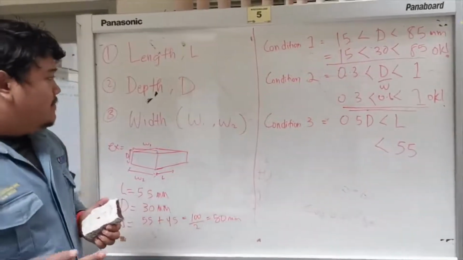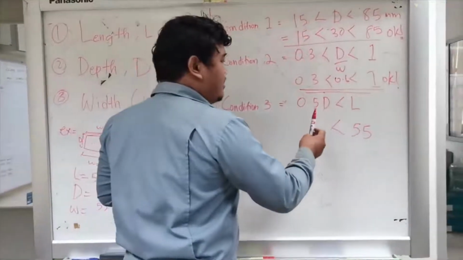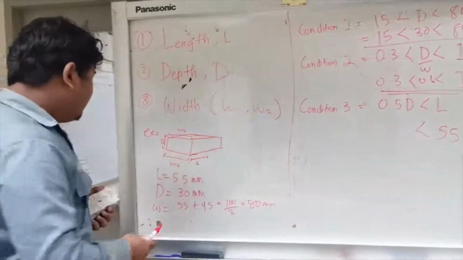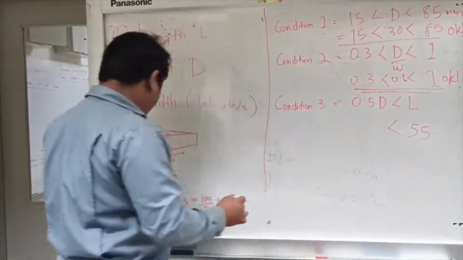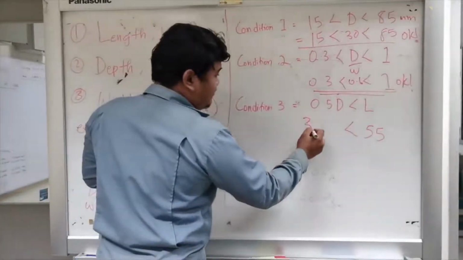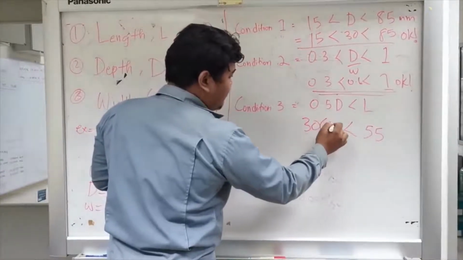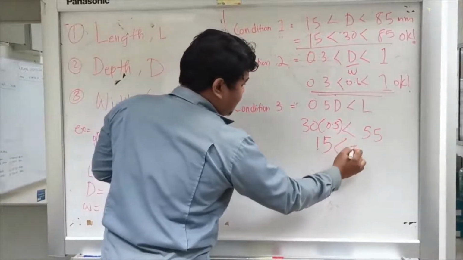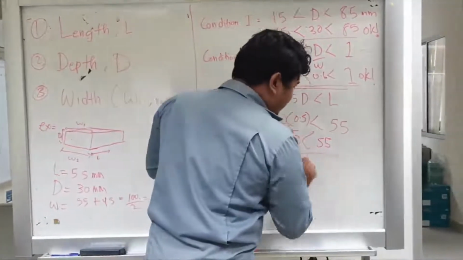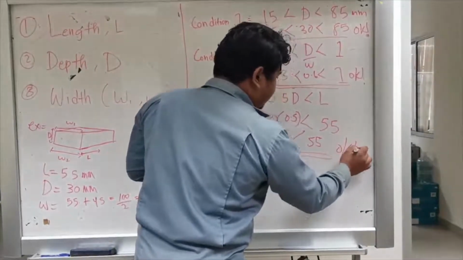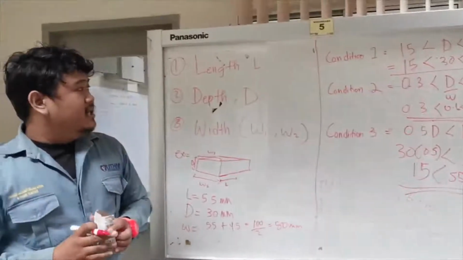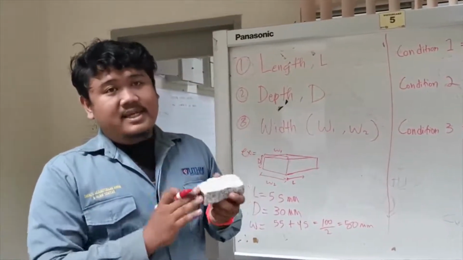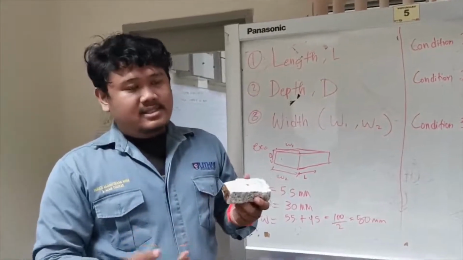So for the third condition, half of the depth must be less than the length. So for this sample, the length is 55 mm and half of the depth is 30 times 0.5, which is equal to 15. So the third condition is also okay. Okay, so when all these conditions have been met, this rock has passed to be tested for the point load test.